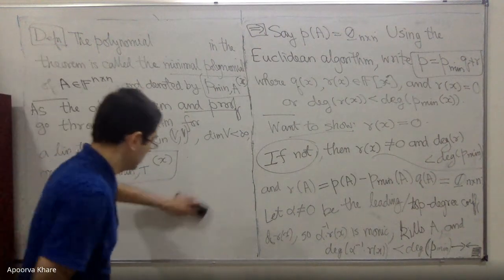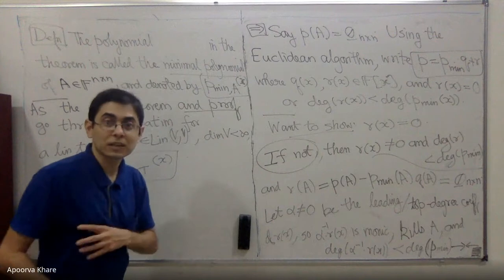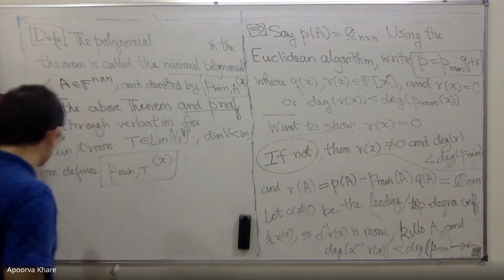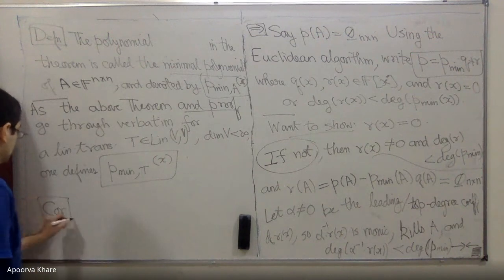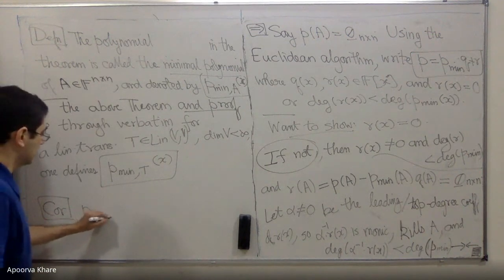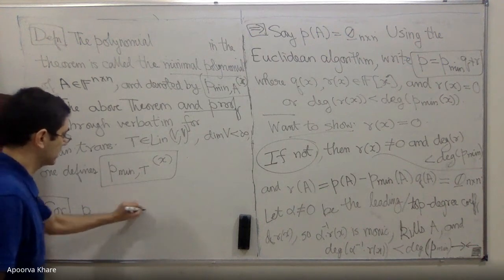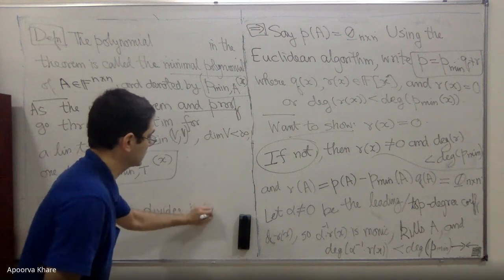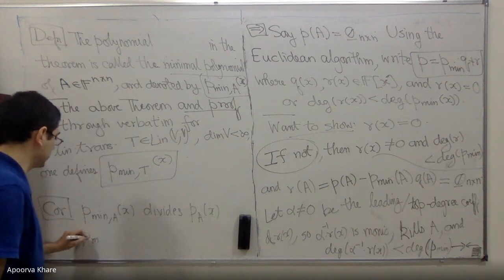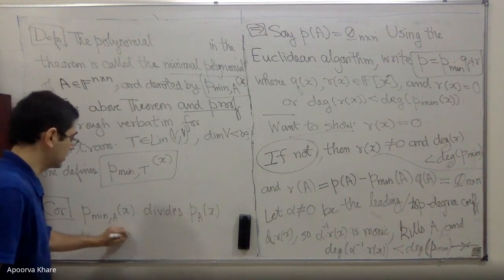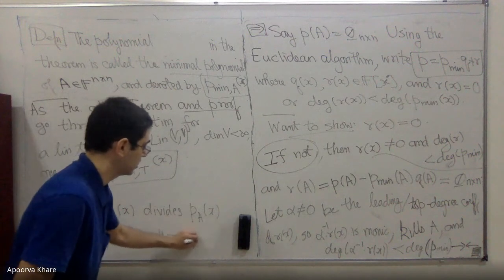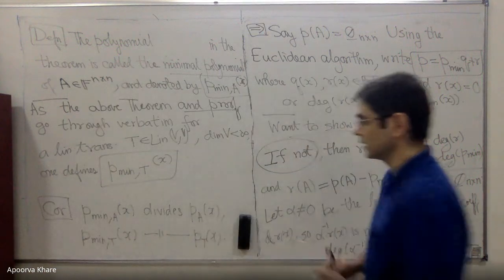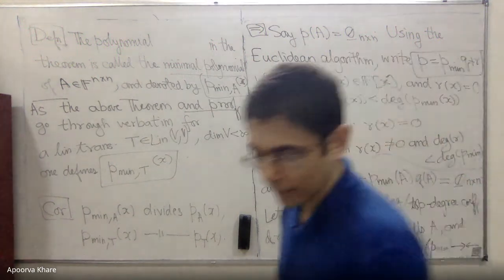So for example, because of the statement of the theorem, if there is any polynomial which kills A or which kills T, then P min must divide it. So corollary: P min comma A of X divides, as a polynomial, the characteristic polynomial of A, and similarly P min of T. It's the same statement really. But that's what it says. The minimal polynomial of course divides the characteristic polynomial.